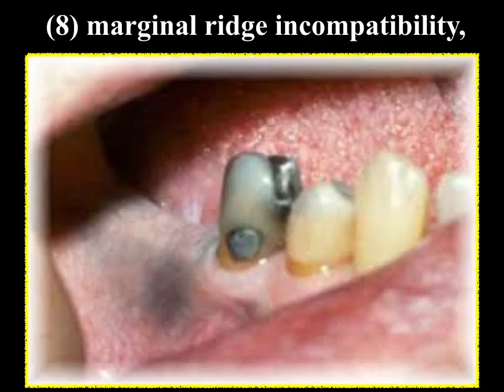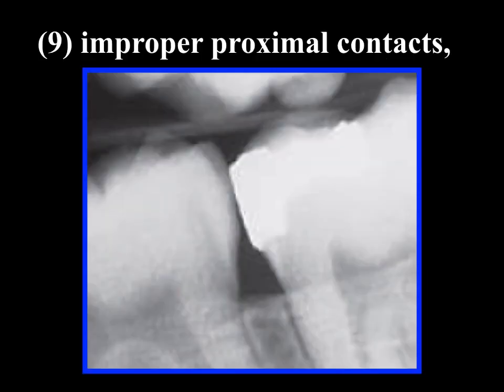Marginal ridge incompatibility. The marginal ridge of the restoration should be compatible with the gum and with the surrounding tissue to prevent rotation and possible periodontitis. Improper proximal contacts. Any proximal restoration that doesn't have any contact is a failure and should be repeated. The important point in the proximal restoration is that it should have a proximal contact.